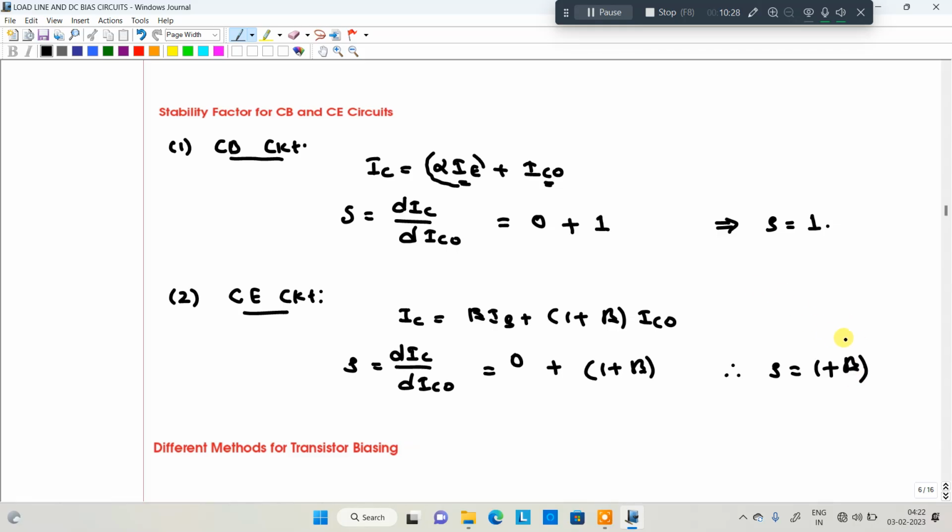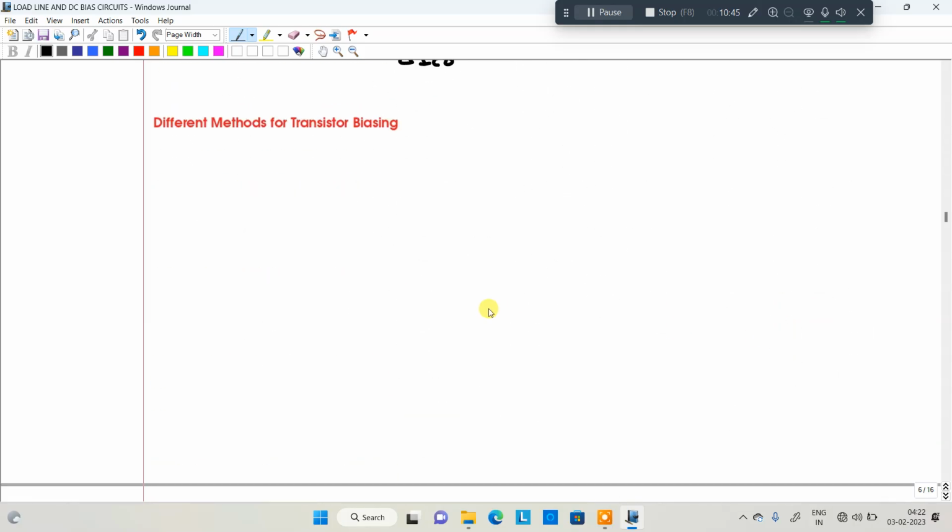If beta is 100, what is this? 101. So what is meant by 101? The IC value changes 101 times as much as ICO changes. That is about stability factor. Got my point? Then we are moving to the different methods of biasing techniques.